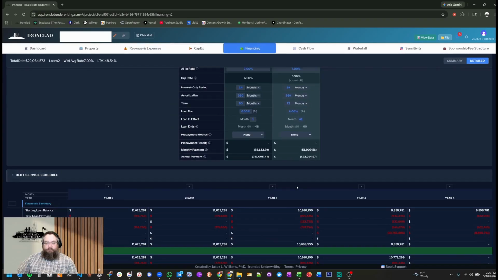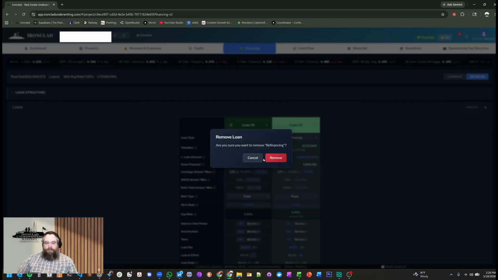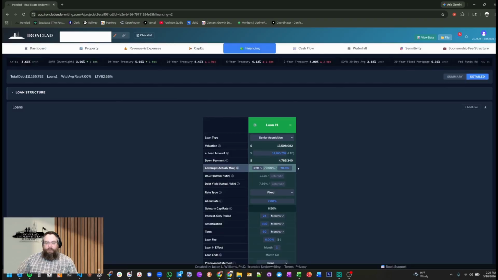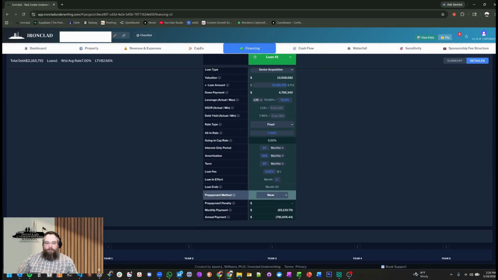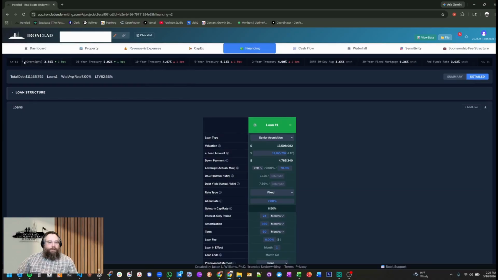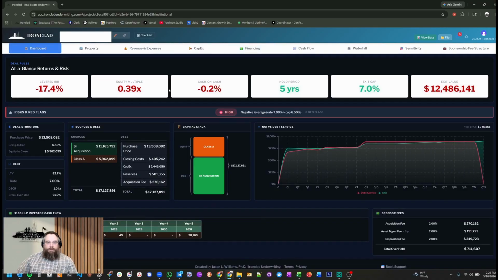Financing, we need to go in and change this. We don't need a loan, so we can remove that loan. And so we're going to do this loan for the whole time. Let's see what that gives us. Whoop.